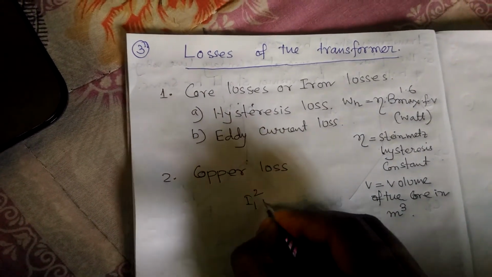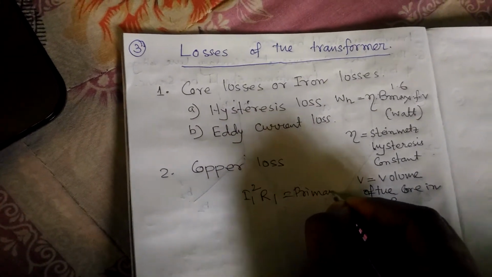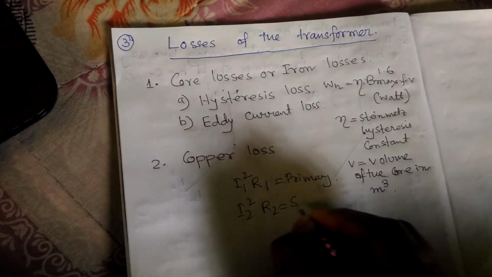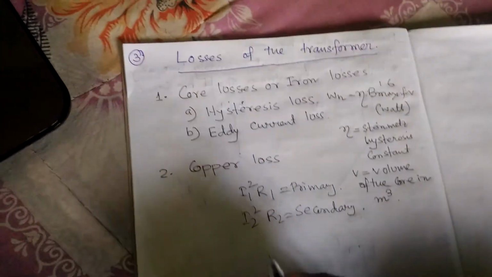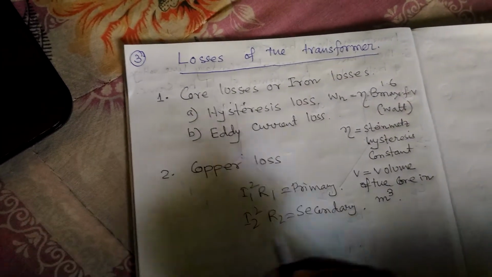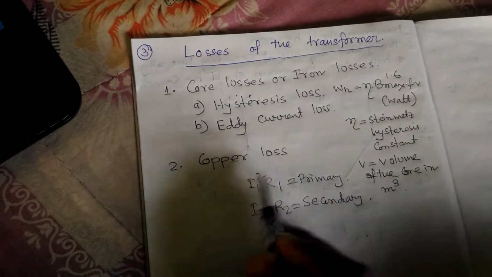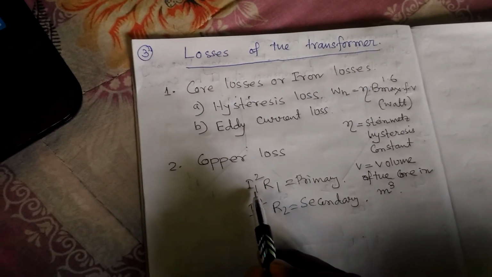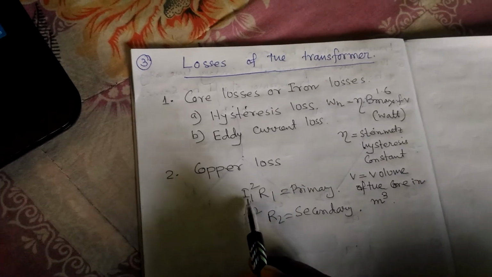So it is I1 squared R1 for the primary and I2 squared R2 for the secondary. From these equations, it is clear that the copper loss is proportional to the square of the current, and the current depends on the load.